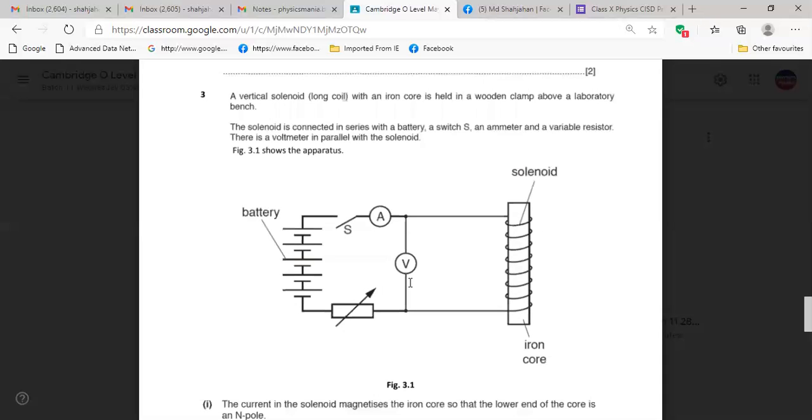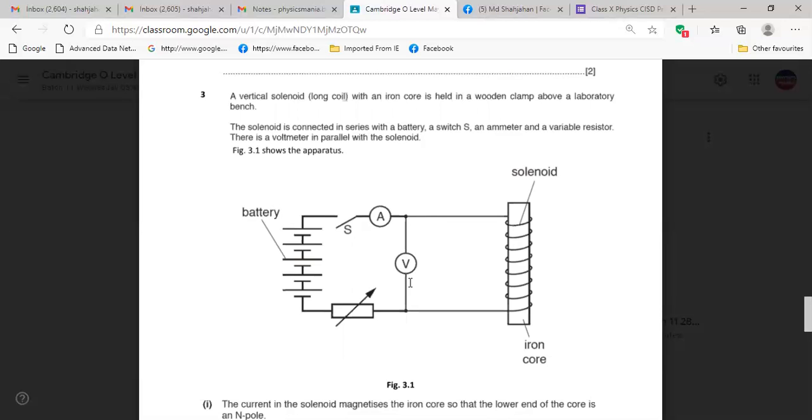Then question three, right? Yes. A vertical solenoid with an iron core is held in a wooden clamp above a laboratory bench. The solenoid is connected in series with a battery, a switch S, an ammeter, and a variable resistor. There is a voltmeter in parallel with the solenoid.